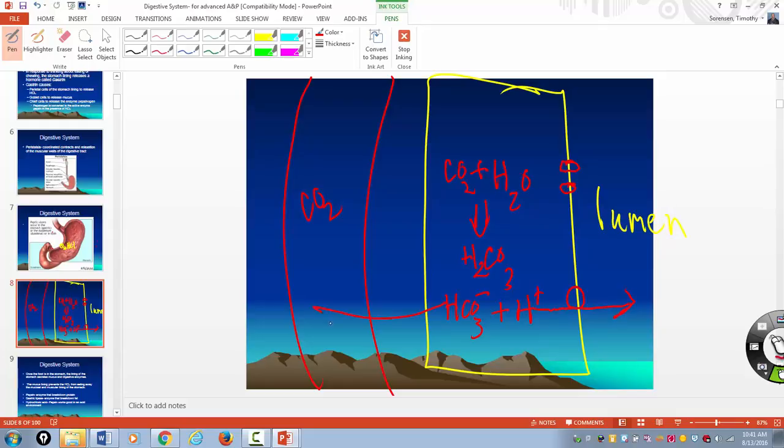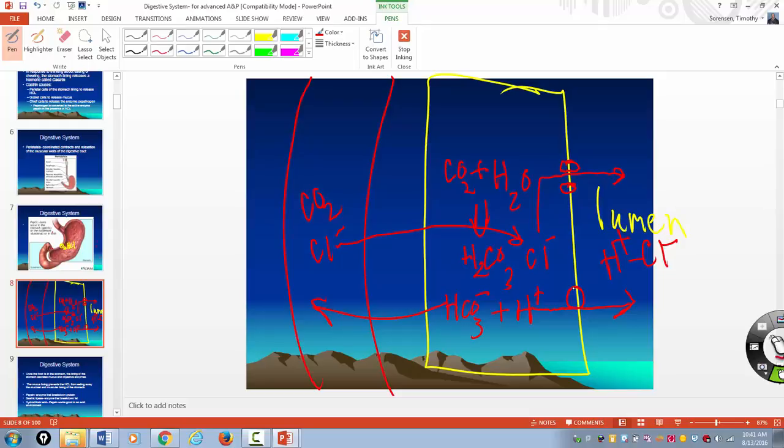Bicarbonate will diffuse into the blood, and because it's negatively charged, a negatively charged ion from the blood has to come into the parietal cell. It comes into the parietal cell, stays for a moment, and then leaves through a chloride channel in the luminal side of that parietal cell. So now what you have formed is hydrochloric acid in the stomach.